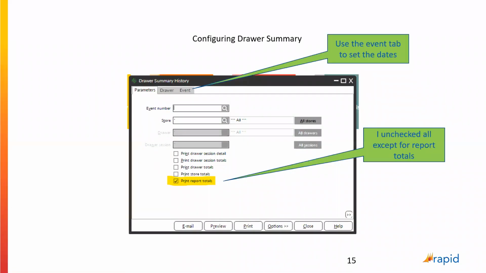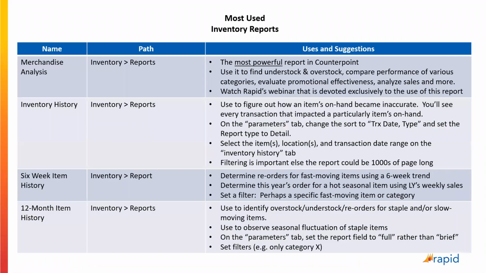of the month. And the way that I did this is in this bottom section when you configure the report, I said that I only want to see report totals. Now, if I had multiple stores, maybe I wouldn't have checked report totals, but I wanted to see it by store totals. And of course you can do it by drawer if you're doing it for just a couple days and you want to see each of the individual drawers. But then I had to use my events tab. That's where I set my dates to say that I only wanted this to include the month of May. So good report. Now let's move on to inventory reports.